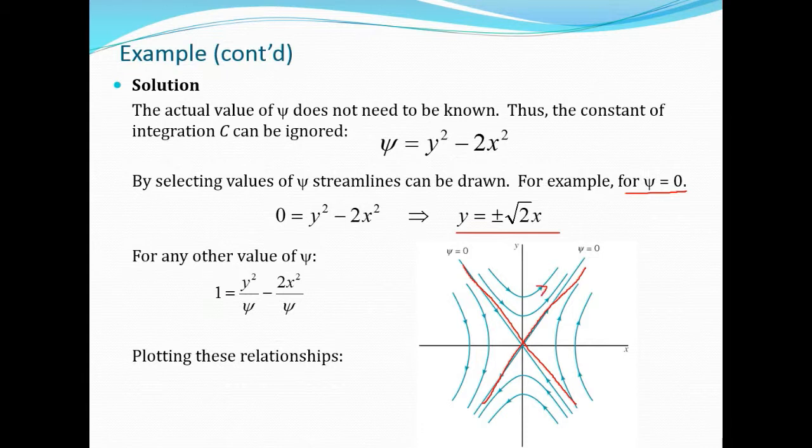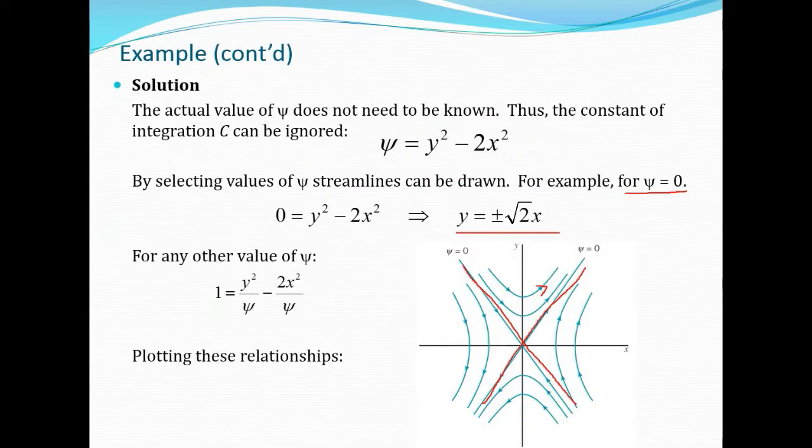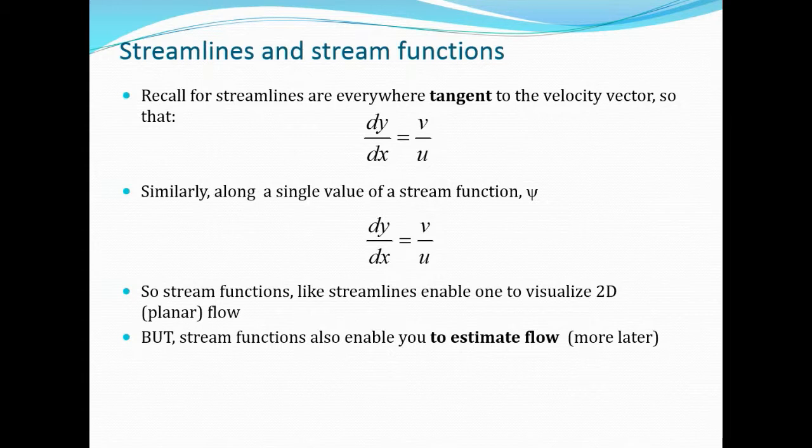Remember these arrows that we get by going back to the original u and v in the problem. So back here, go back to these expressions, and they would tell us which way the arrows were going by finding out in which quadrant they're positive and negative. So streamlines are everywhere tangent to the velocity vector, so that's important. And recall that when we first looked at streamlines, we knew that dy dx is equal to v over u. So similarly, along a stream function value, dy dx is equal to v over u.